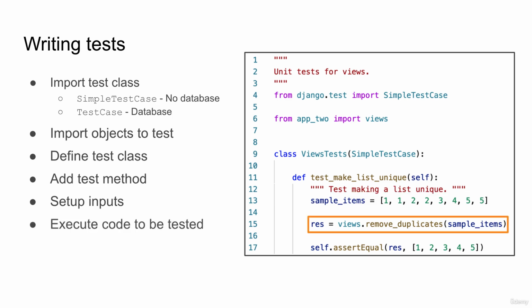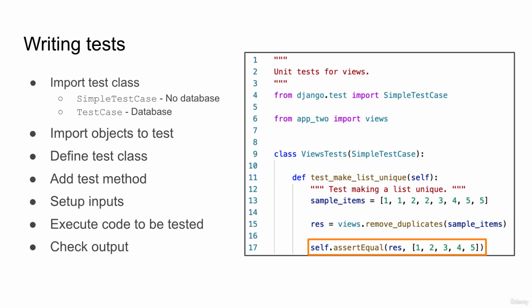Then we actually execute the code. So here we're calling the remove duplicates function that we want to actually test in this test case. We're going to assign the response of that to res, short for response or result, and you can call this variable whatever you want. I like to kind of standardize it, and I usually use res as short for result or response, and this is just my preference. You can obviously call your response objects whatever you want when you're writing your code.